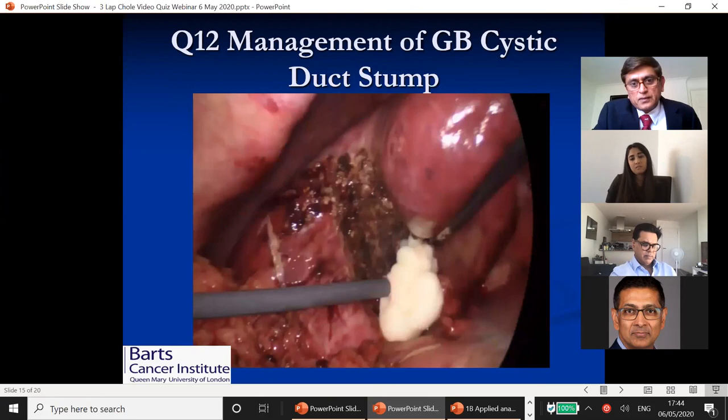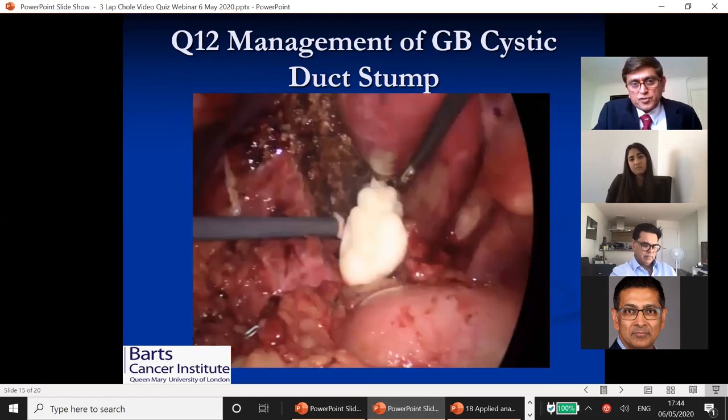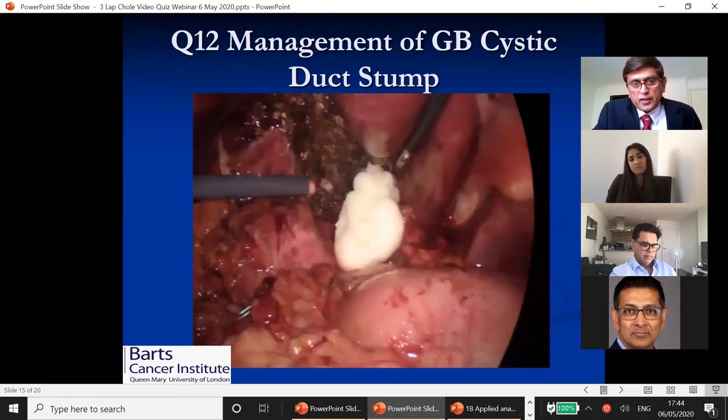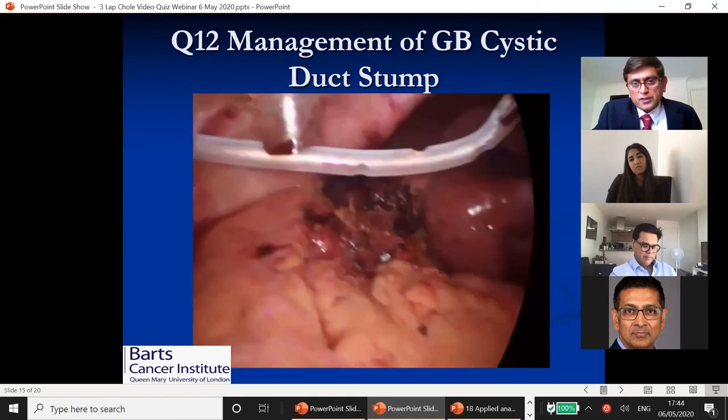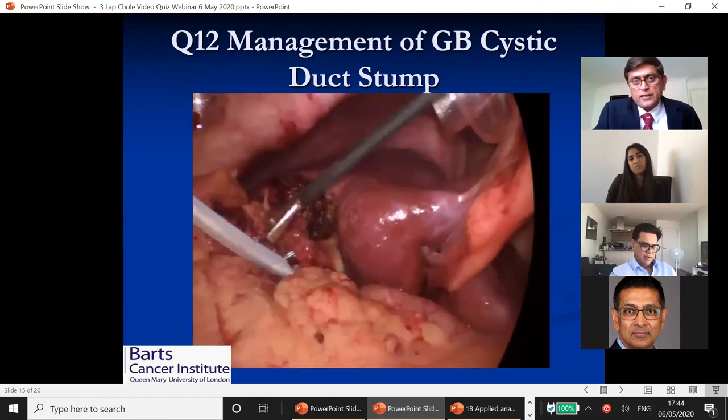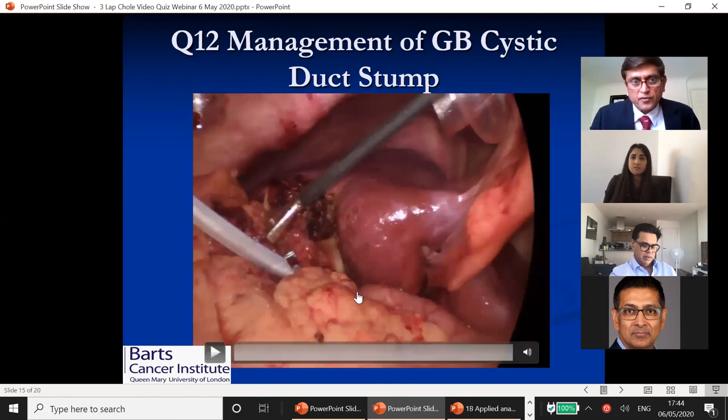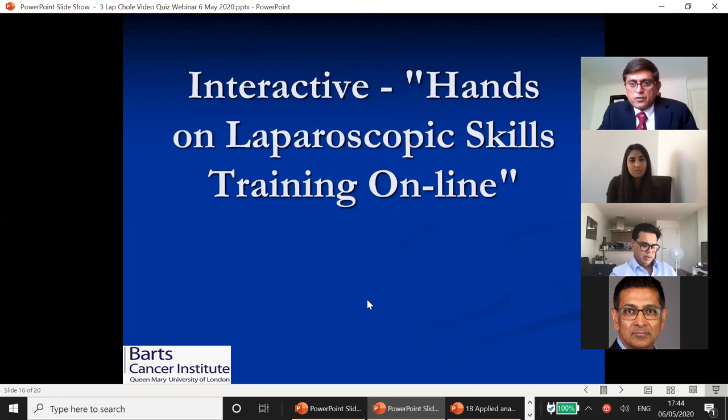So that's how I complete the operation. I do take a stitch, a bit of Floseal in the gallbladder bed, I leave a drain, and the patient made an uneventful recovery. So thank you, Shafi, Dan, Lillian, for that contribution.